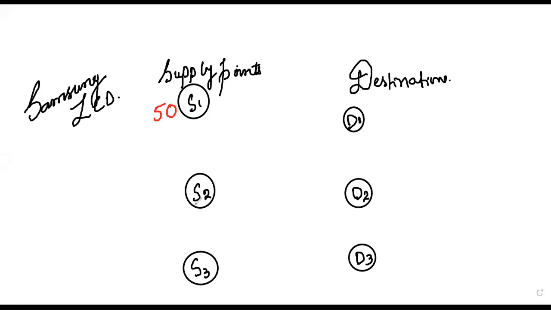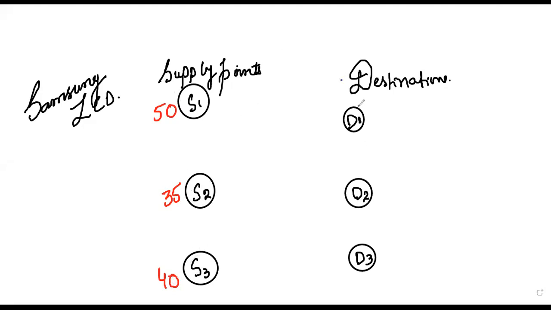Similarly, I say that for supply point 2, source 2, in this same interval of time, suppose it is a 1 week interval, how many are manufactured? 35, just as a rough example. Similarly, at this point in the same interval of time, 40 units of this Samsung LCD are manufactured. So I have given the capacity of the different supply points to manufacture the items in a particular interval of time. This is the supply. In that interval of time, source S1 can supply 50 units, source S2 can supply 35 units, and S3 can supply 40 units.